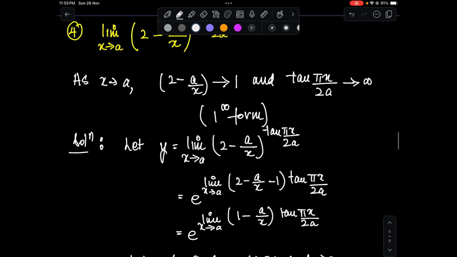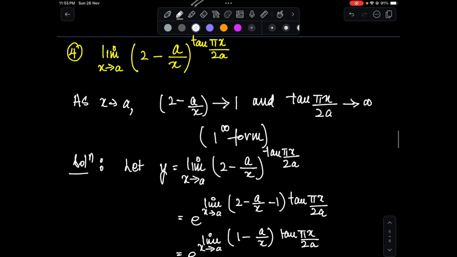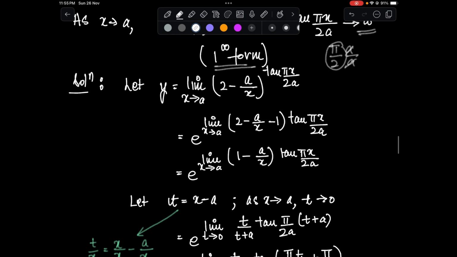Yes, let's have a look now. Now you can see as x tends to a, this is going to 1 and this value is going to infinity. When you apply x as a here, a will get cancelled, you will get pi by 2, and tan pi by 2 goes to infinity. So it's in the form of 1 to the power infinity. So we don't worry about much, we will go with our method: subtract 1, multiply the power.